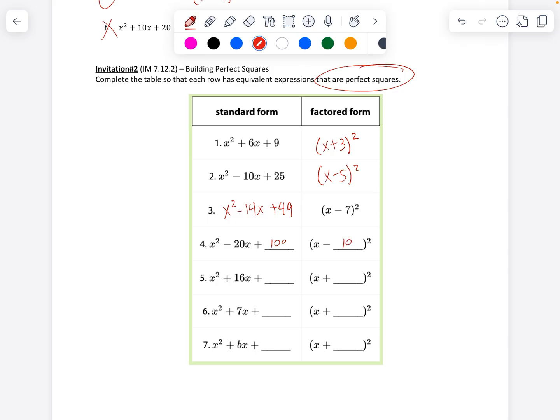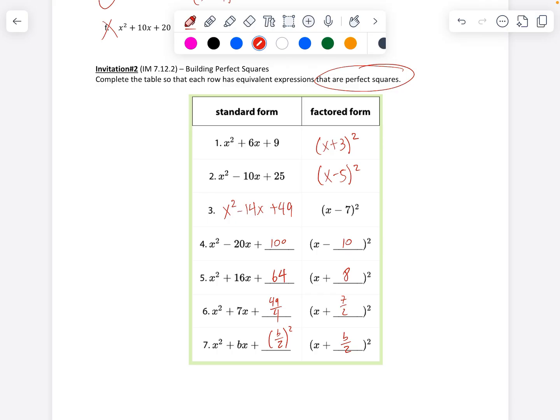And then after that, this is going to be 64. This is going to be 49 over 4. And this is going to be b over 2 squared. It's x plus 8, x plus 7 over 2, and x plus b over 2.